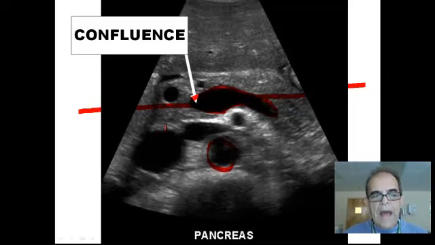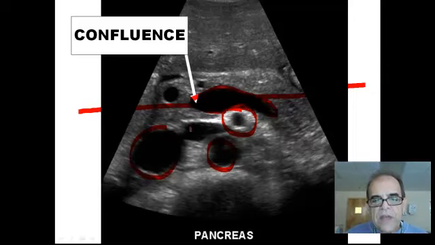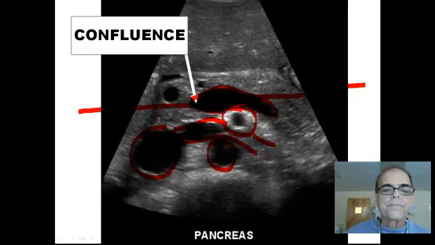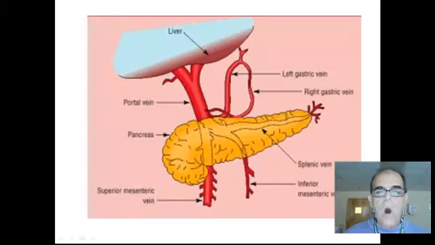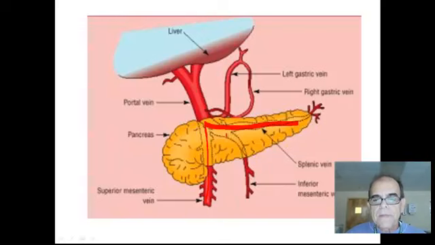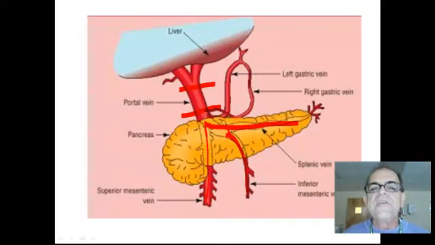Aorta, IVC, superior mesenteric artery, left renal vein anterior to the aorta. Other picture: superior mesenteric vein, splenic vein, inferior mesenteric vein, which finishes in the splenic vein, and the portal vein. The portal vein begins in the confluence and finishes in the liver.